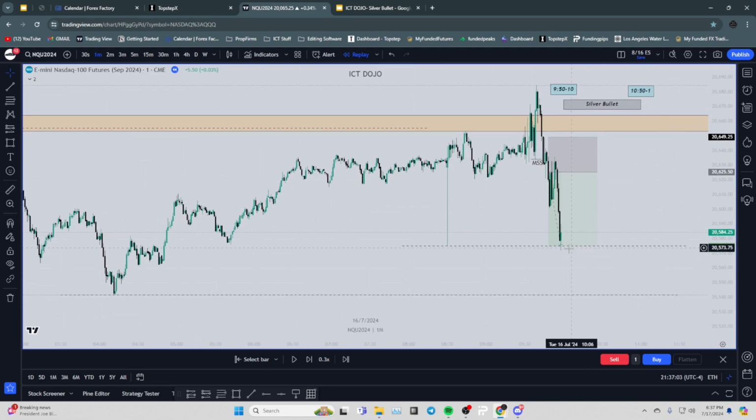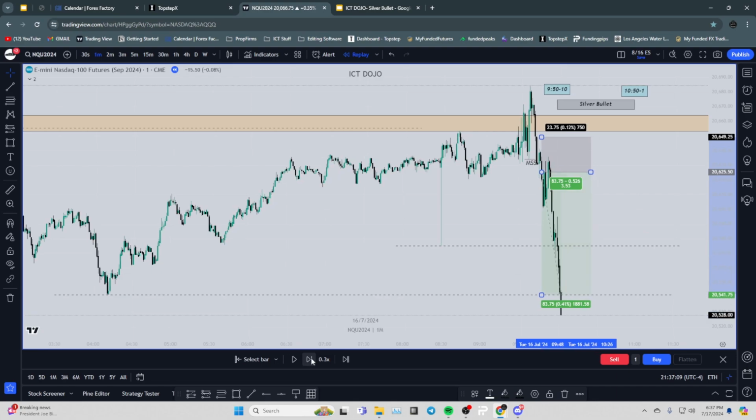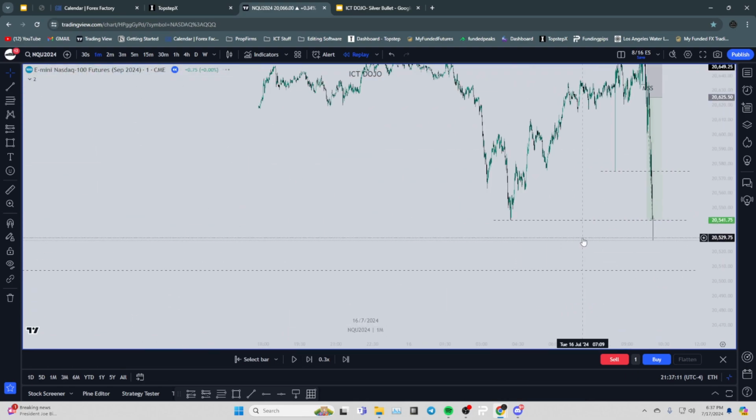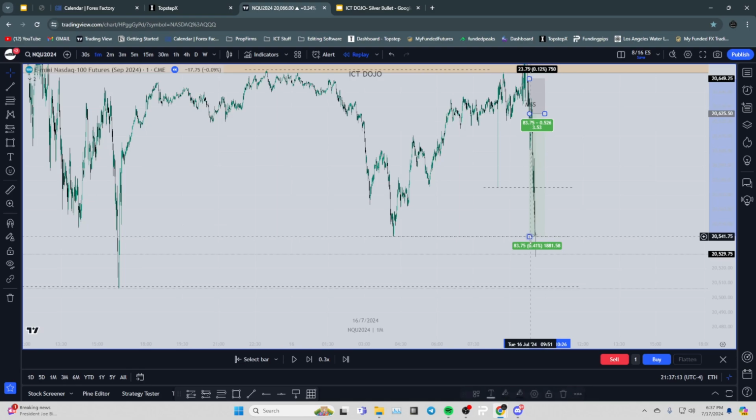Now we might want a partial depending on your risk management. This would be our next target. And then we have this final target down here.